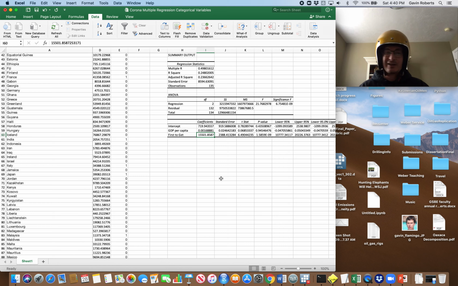Which is kind of like a scary story if you think about it, because what that means is that at least 25% of the variation in coronavirus cases is just when it showed up in a country.